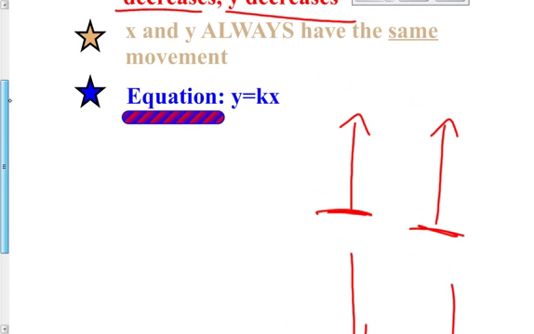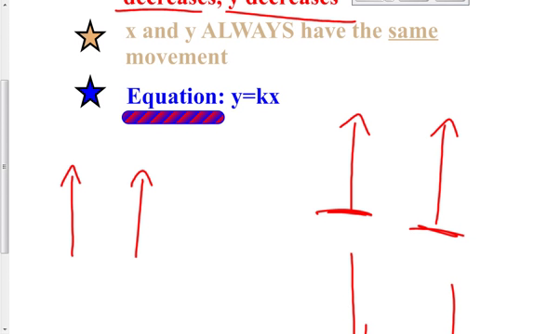Oftentimes these relationships are used in science. For example, if you're heating up a gas or heating up a chemical, as the heat increases, your molecular movement increases as well. Those atoms and molecules go faster, they heat up. So the more you heat something, the faster those molecules are going to move. So those also have a direct variation relationship.